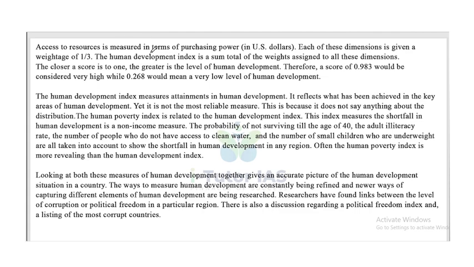Access to resources is measured in terms of purchasing power, in US dollars. Each of these dimensions is given a weight of 1 by 3. The Human Development Index is a sum total of the weights assigned to all dimensions. The closer a score is to 1, the greater is the level of human development. Therefore, a score of 0.983 would be considered very high, while 0.268 would mean a very low level of human development. A score near 1 is considered the best level of human development.